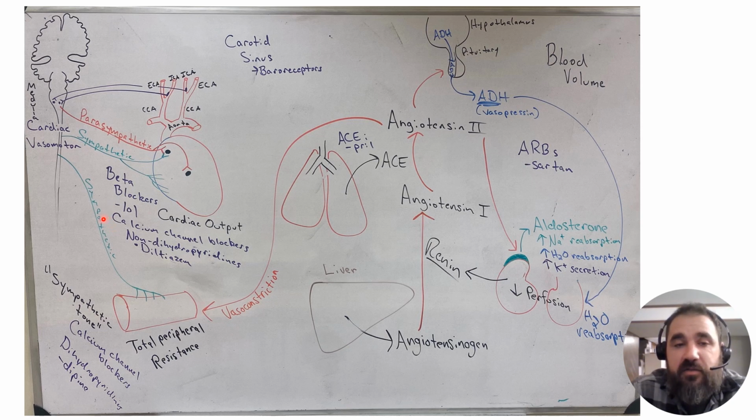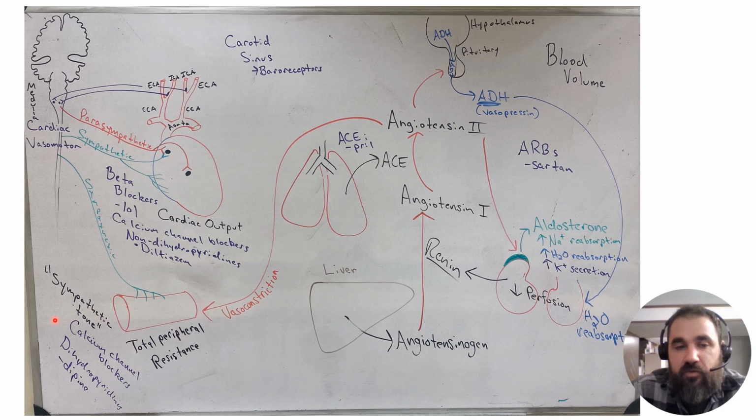Calcium channel blockers, so the non-dihydropyridines like diltiazem and verapamil, they'll bind to calcium receptors, and what they'll do is slow down calcium channels so the heart doesn't contract as hard, and that's going to relax the heart a little bit and decrease blood pressure.